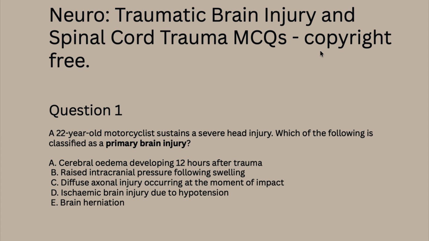The answer is C because primary brain injuries happen at the exact moment of trauma. These include diffuse axonal injury, cerebral contusions, and brain lacerations. Everything else listed is therefore a secondary brain injury. And as an exam tip, think for primary, present immediately. Okay, let's look at question 2.